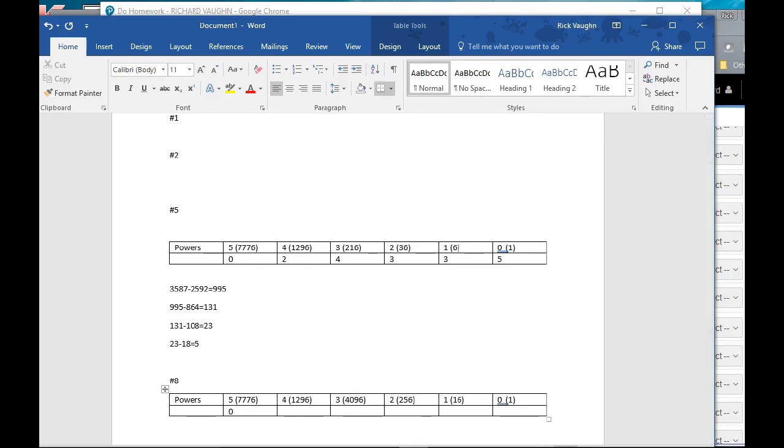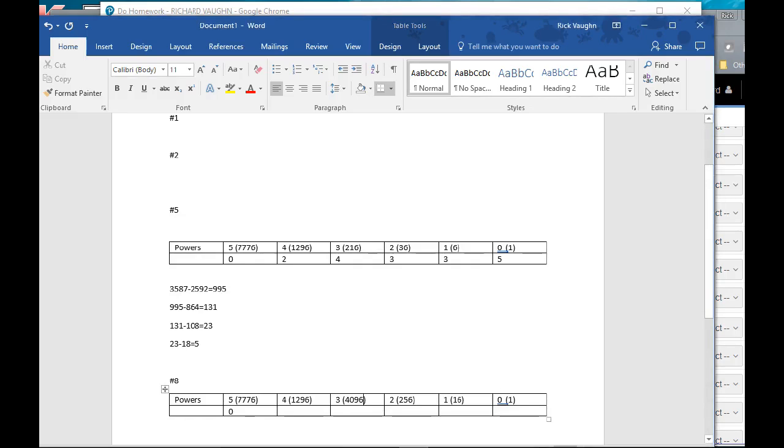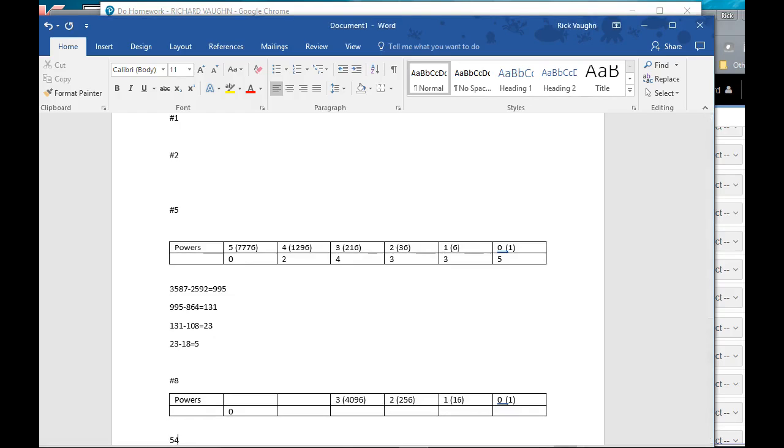And that's probably as big as I need to go on this one because 5401 is pretty close to that number. If we multiply by 16, it's certainly going to be bigger than that. So I don't really even need these positions after that. So now the number we're working with here in this case again is 5401. I can get one copy of 4096 out of that. So I'll subtract off that one copy of 4096. And that gives me 1305.